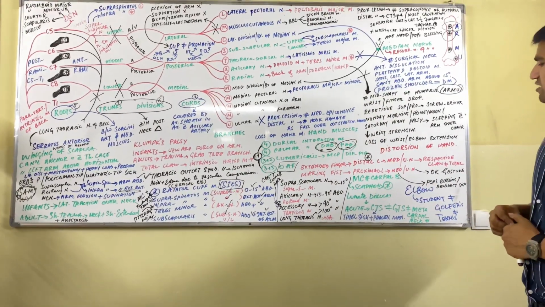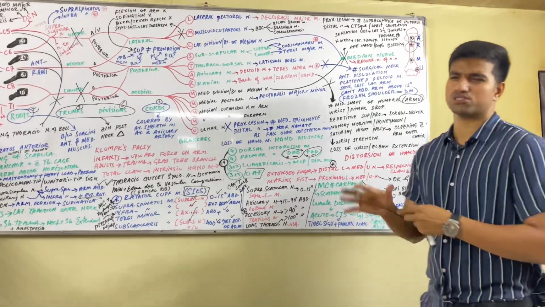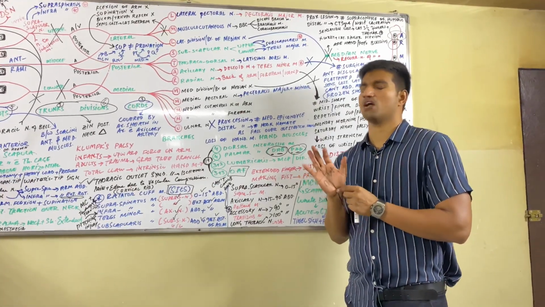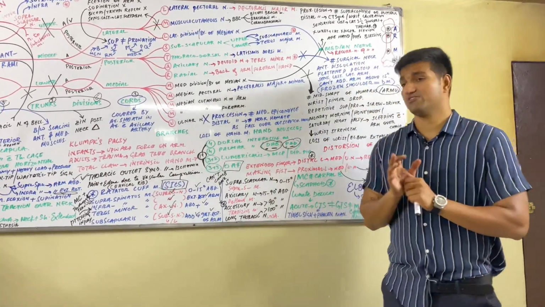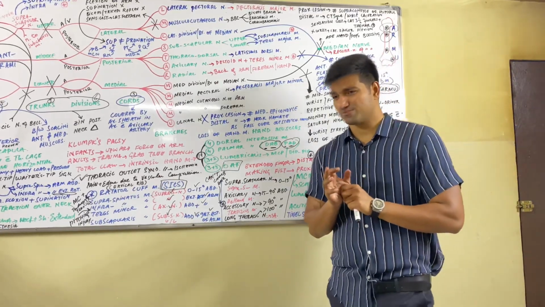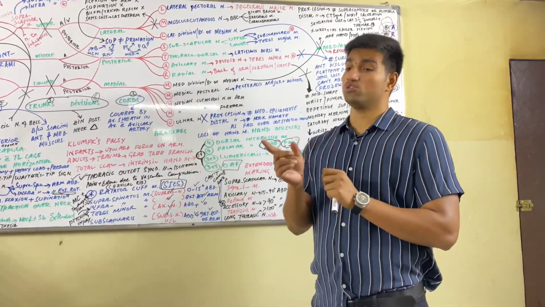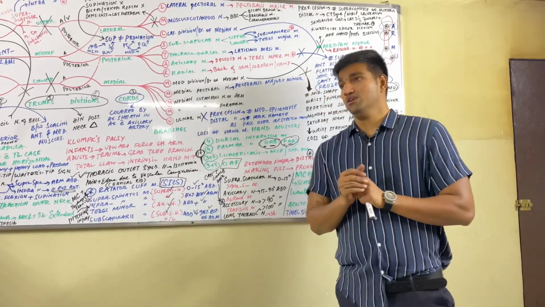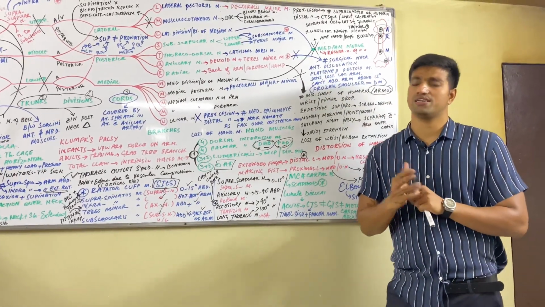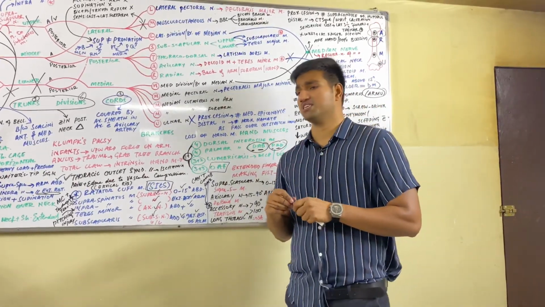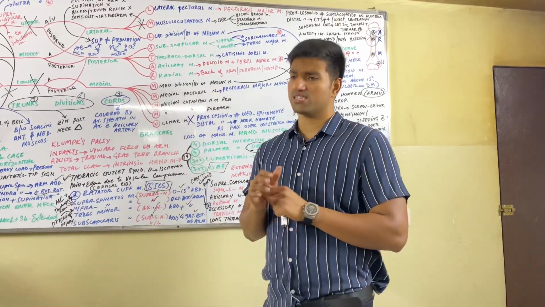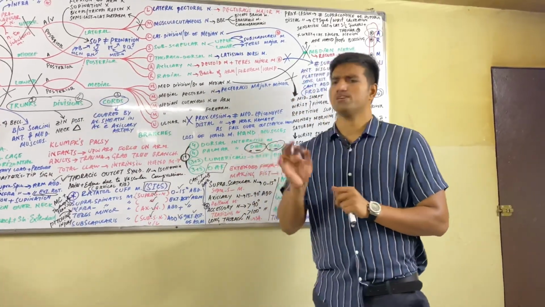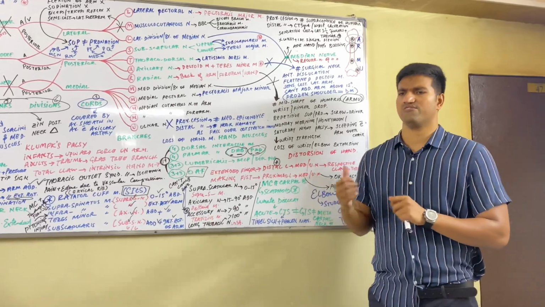Okay, then the most commonly fractured carpal bone is the scaphoid, and it can lead to avascular necrosis and non-union. Why? Because the scaphoid gets a retrograde blood supply from the radial artery, and that fracture cannot always be seen on the X-ray. The most commonly fractured carpal bone is the scaphoid bone.